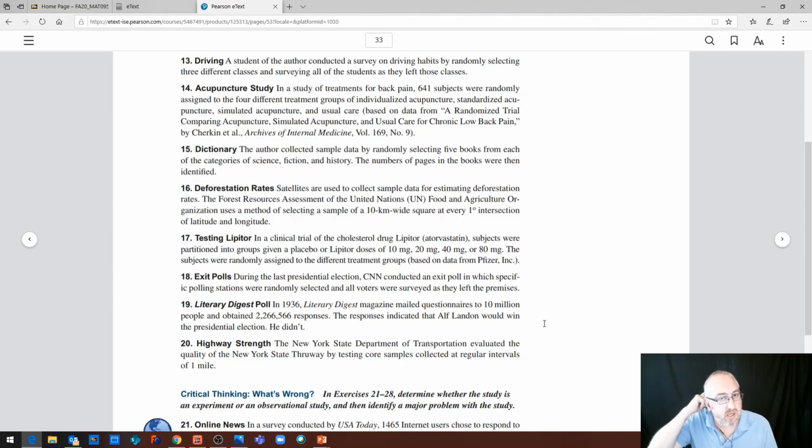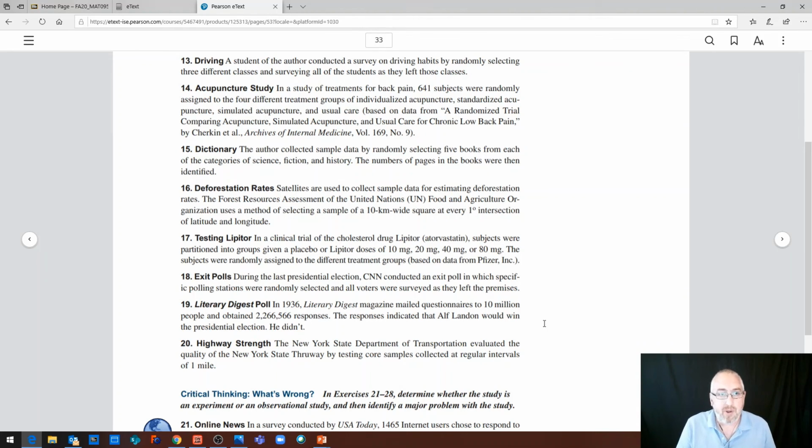In 1936, Literary Digest magazine mailed questionnaires to 10 million people. That's a lot. And obtained 2.2 million responses. The responses indicated that Alf Landon would win the presidential election. He didn't. So what's wrong with this? I mean, that seems like a pretty big sample, right? But there's problems with that. Look at the magazine, Literary Digest magazine. So back in the 30s, only those that were rich had magazines.